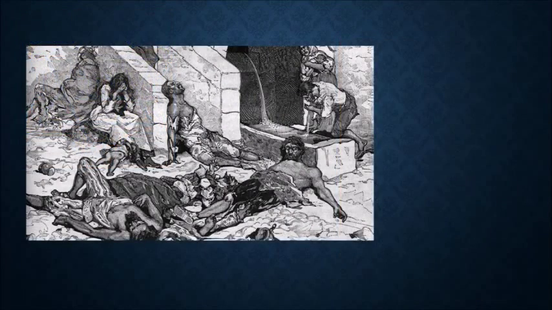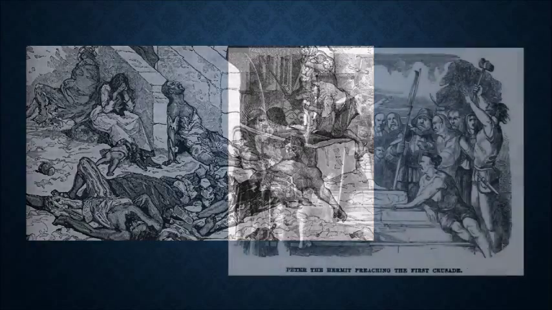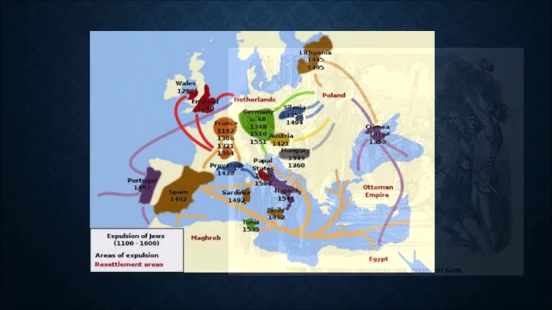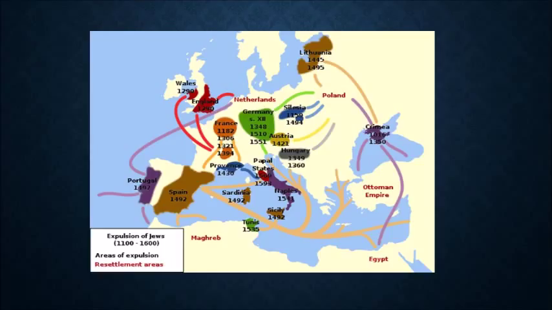A big cause of Jewish persecution was the Black Death in the 14th century. They were accused of poisoning the wells. During the Crusades, anti-Semitism went widespread. In England and France, Jews were expelled. In Spain and Portugal, Jews were forced to convert or leave. Here's a map explaining where the Jews would go if they were expelled or had to leave.